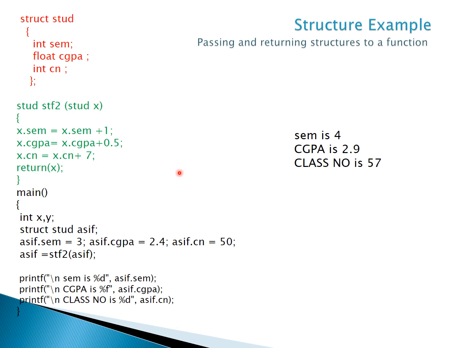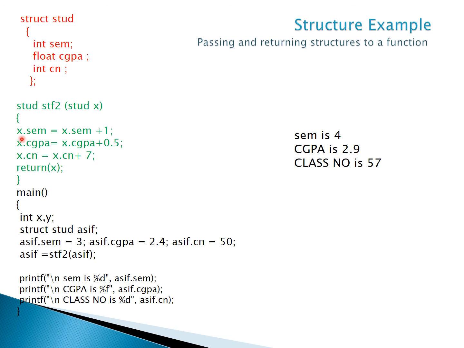Another example, how to pass and return a structure from a function. Now in this example, it's almost the same example as the one we discussed on the previous slide, but here this function, the stf2 function, can receive a structure variable and it can also return a structure variable. But remember this, the type of the structure should be stud, because we have the definition of stud here. So this is the function definition.